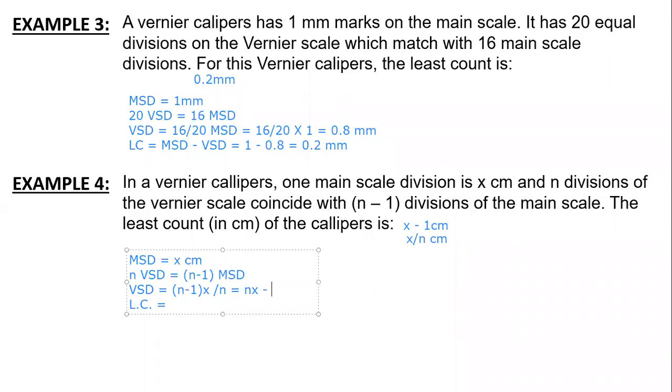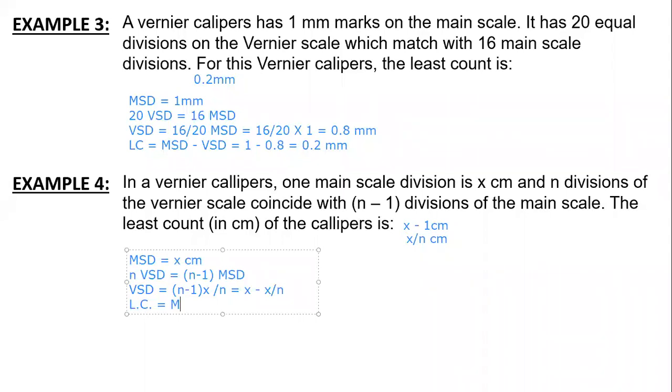Are you sure? How will it be nx minus? n into x minus x, divided by n. 1 into x minus 1 into x. So here it will be only x, right? Okay, because that n and the denominator n will get cancelled after the bracket.